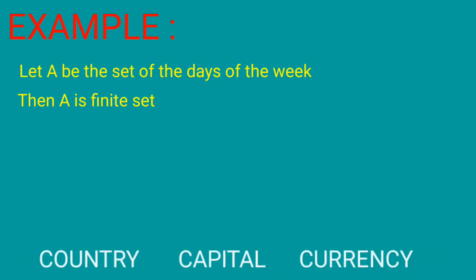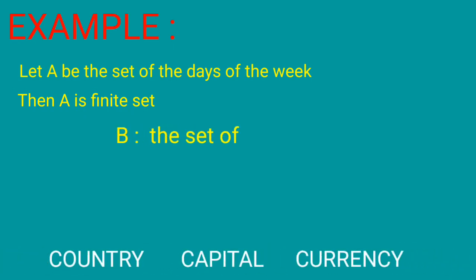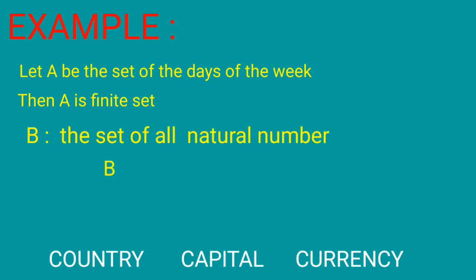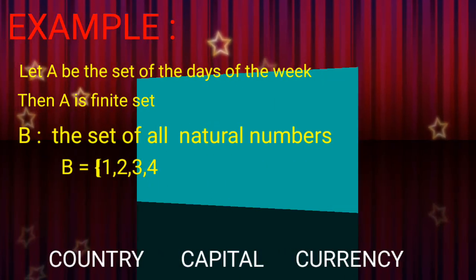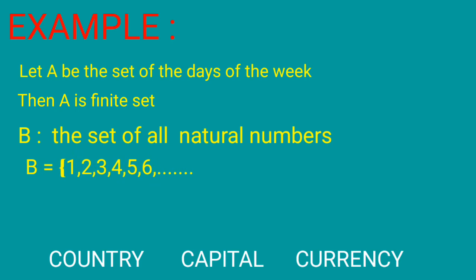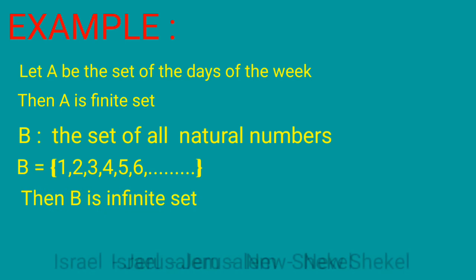Let's take another example. Let B be the set of all natural numbers. Then B equals 1, 2, 3, 4, 5, 6, and it goes up to infinity. So the number of elements in B is infinite. Then B is considered an infinite set.